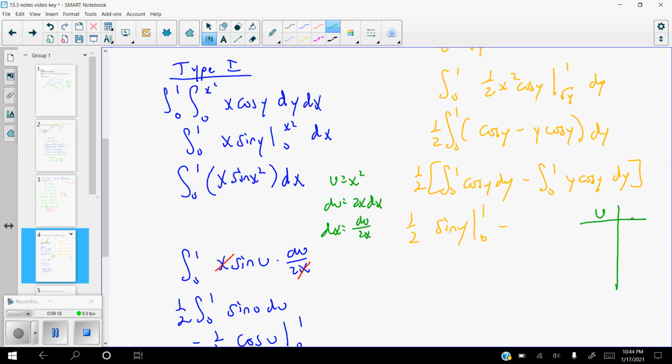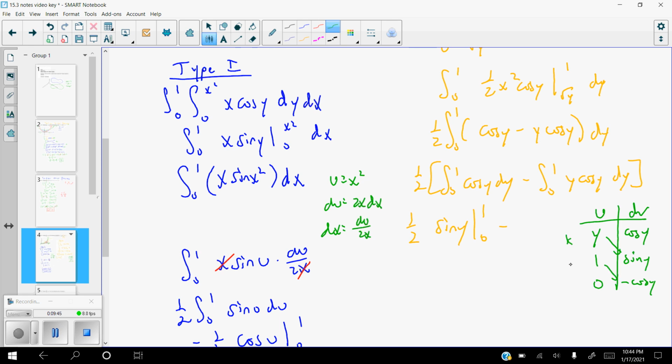So here's my u, here is my dv. So u is y, dv is cosine of y. Remember, we take the derivative down the left-hand side until it terminates, so it'll be 1 and then 0. We take the antiderivative on the right-hand side, so the antiderivative is going to be sine of y, and then it should be negative cosine of y. We match these up to multiply.